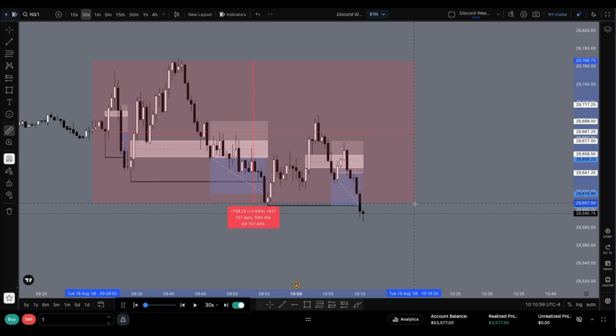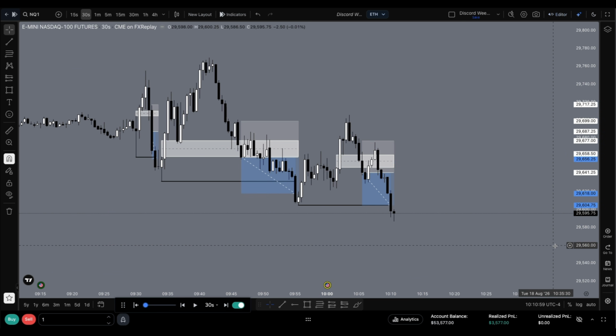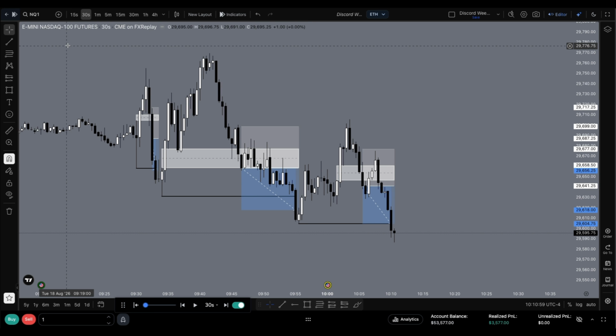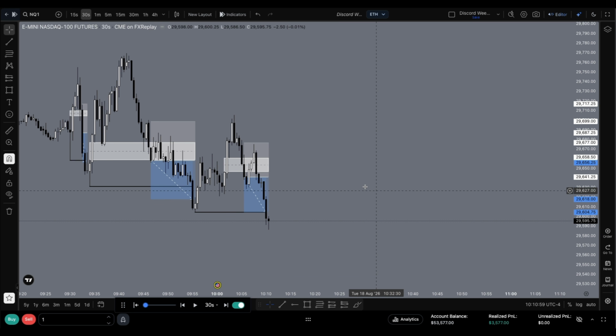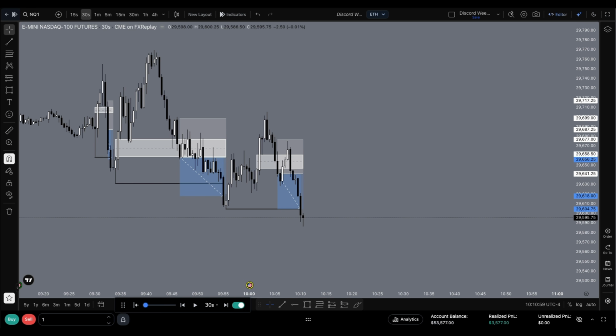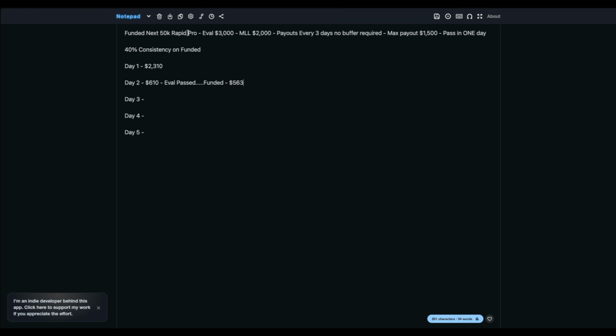So would you look at that, guys? We have 3 trades on this day of straight profit. If you're maybe on the Lucid or on another account where there's no consistency on funded, what a day this would have been for you. But I like accounts with no buffer. That's why my favorite account is the Funded Next 50K Rapid Pro account.